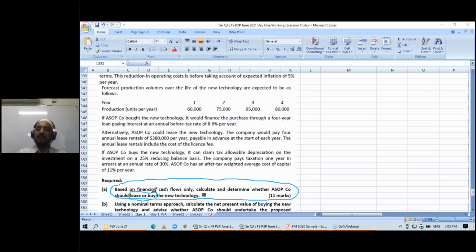We have to calculate two NPVs. One NPV in case we lease the asset, and second, in case we buy that asset. Buy means we borrow first and then buy the asset. So how should we obtain the asset? This is a financing decision question as well, whether we should obtain a loan and then buy the asset, or we should obtain a lease.